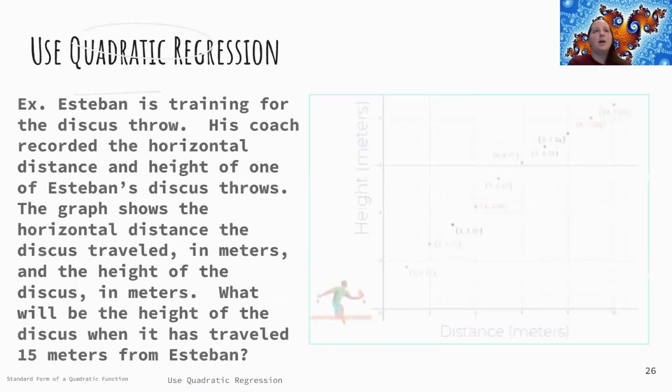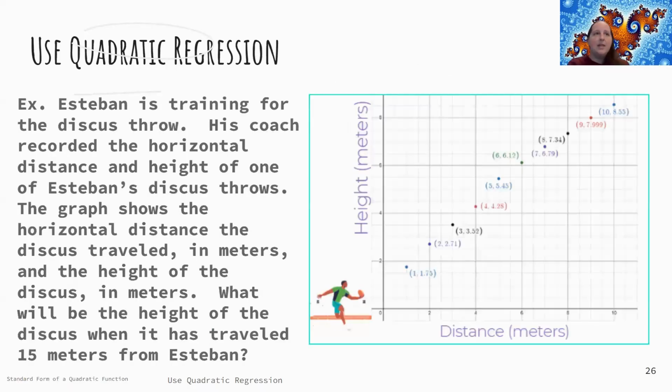All right, so Esteban is training for the discus throw. His coach recorded the horizontal distance and height of one of Esteban's discus throws. The graph shows the horizontal distance the discus traveled in meters and the height of the discus in meters. What will be the height of the discus when it has traveled 15 meters from Esteban?